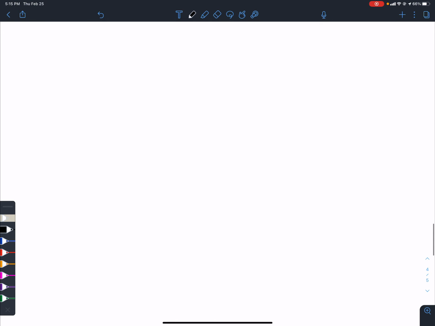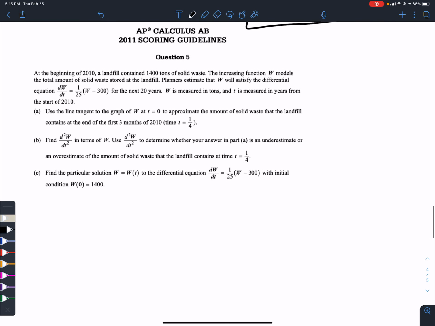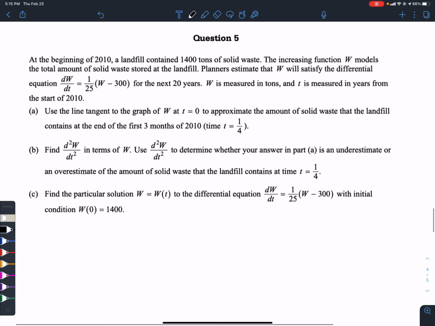All right, I have 2 more to go. This is the killer problem. This is the one where most AB students just bombed badly, okay? And it was just a separation of variables stated in a way that confused students badly. And I'll show you why.